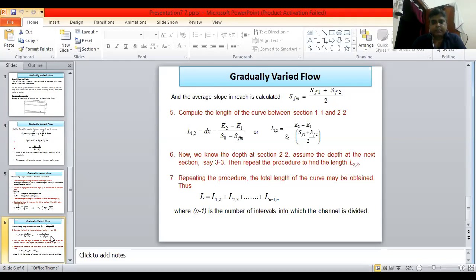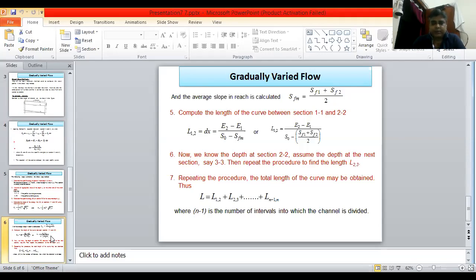Next step, compute the length of the curve between sections 1 and 2. L12 = dx = (E2 - E1)/(S0 - Sf average). This is also written as L12 = (E2 - E1)/(S0 - (Sf1 + Sf2)/2).